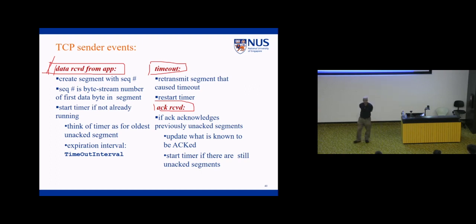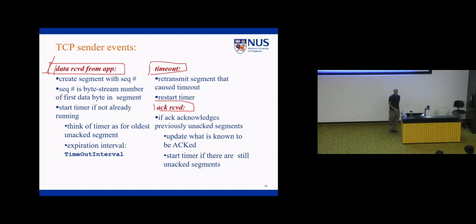Then I check: is there a timer already running for some packet that I sent earlier and have not yet received the acknowledgement for? If so, fine. I only need one timer, and one timer is already running, so I don't need to worry about it. If no timer is running, that means no data is out there now, so I should send this packet and start a new timer.